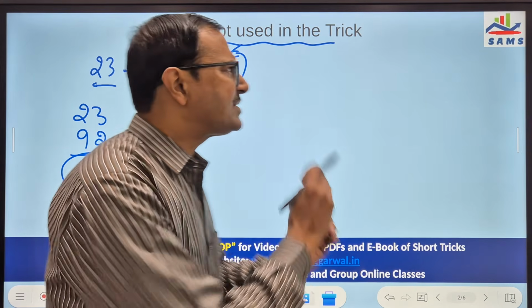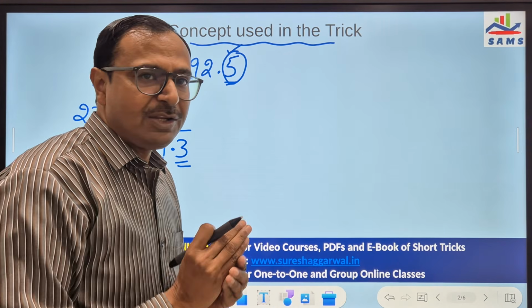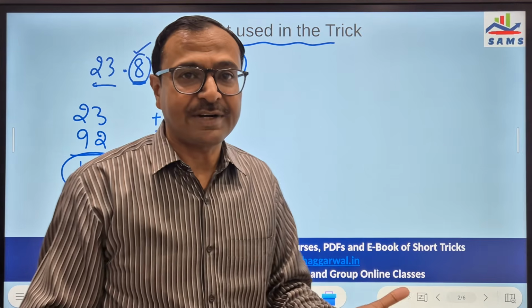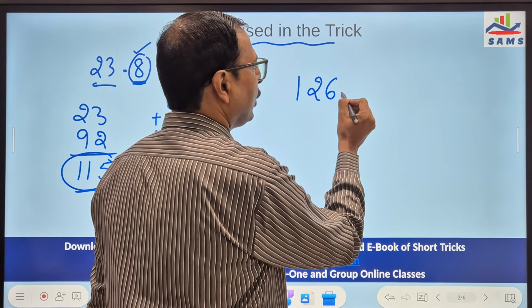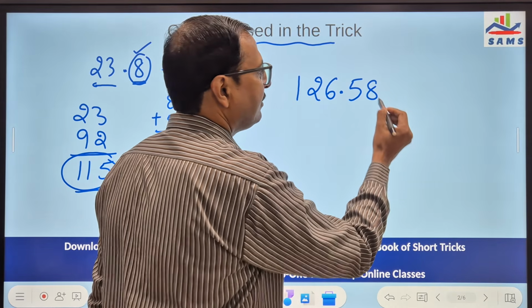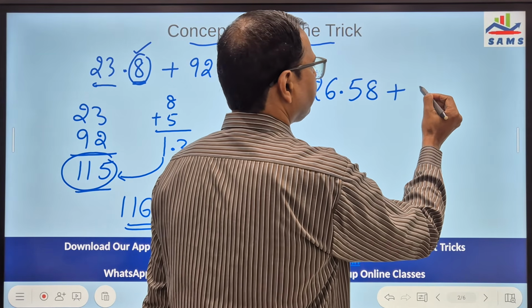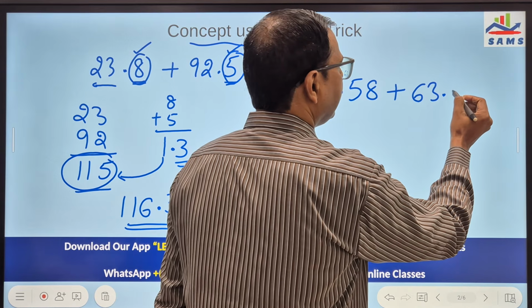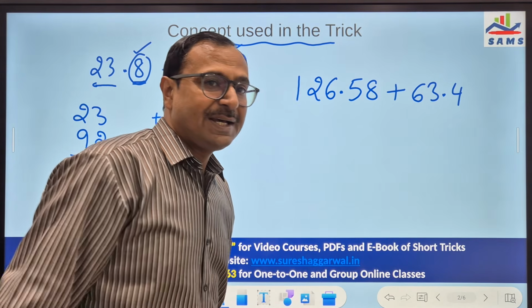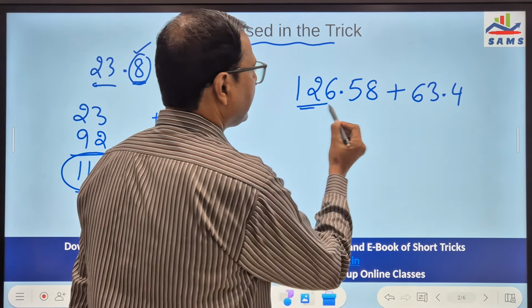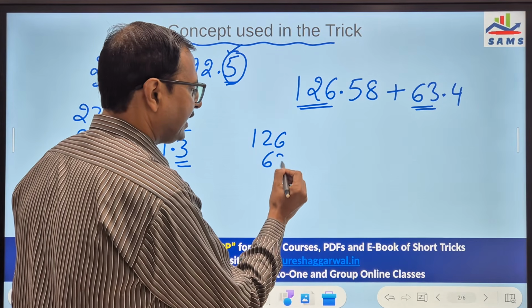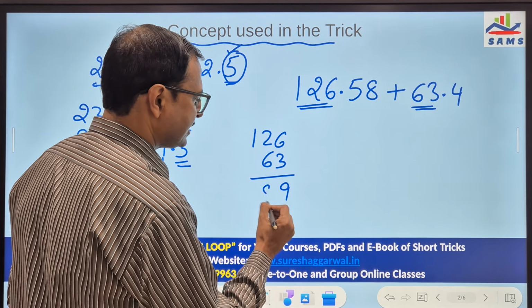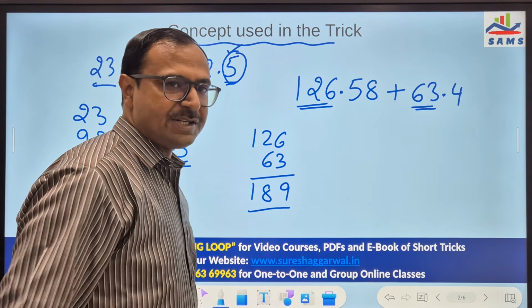Likewise, the concept changes slightly when you have a different number of digits after the decimal. Suppose you have 126.58 and we are adding, say, 63.4, right? Now you can see the whole number part 126 and here also the 63. We can add them very easily. This is 9, this is 8, and this is 189.